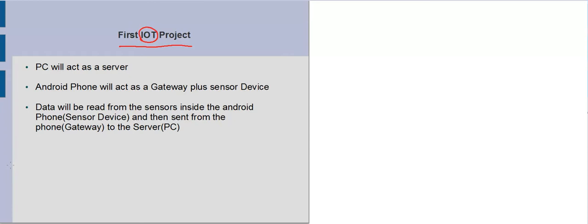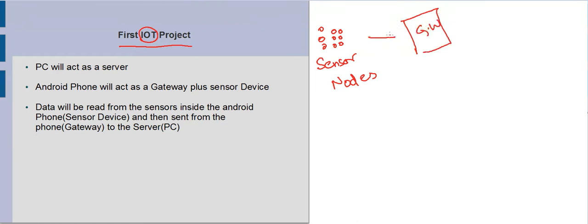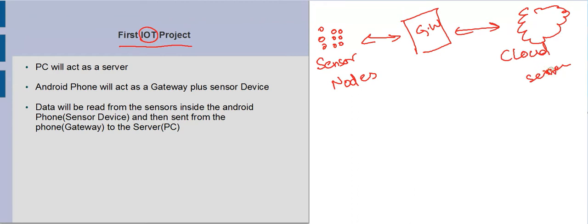IoT ecosystems. So first of all, what do we need in an IoT system? In any IoT system, we need these sensor devices or sensor nodes, and then we need a gateway. As we said, we have already discussed these things, communication between the two, and then we have a cloud or server.